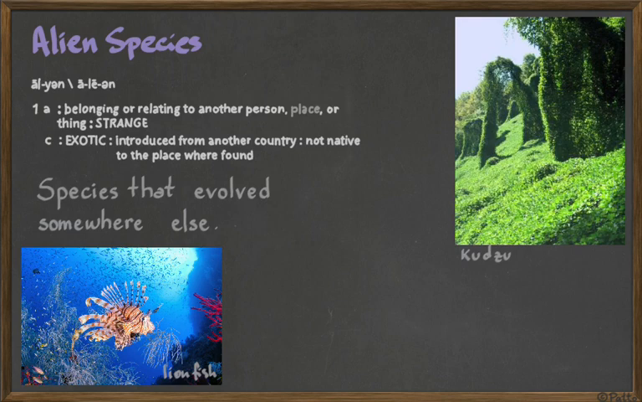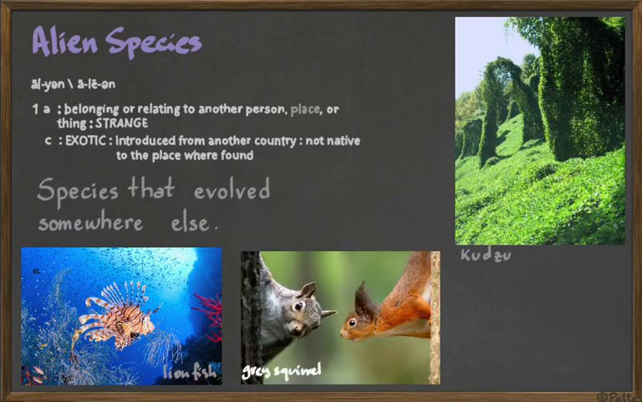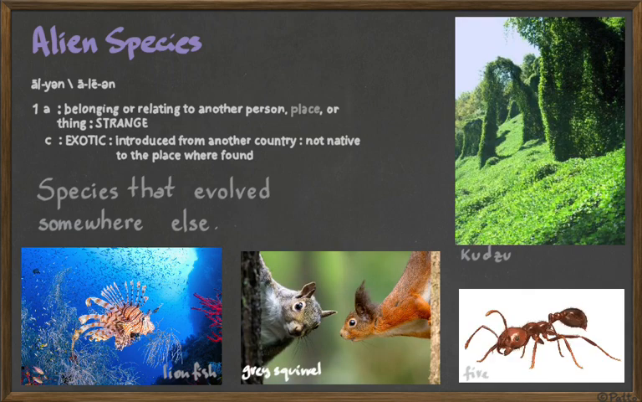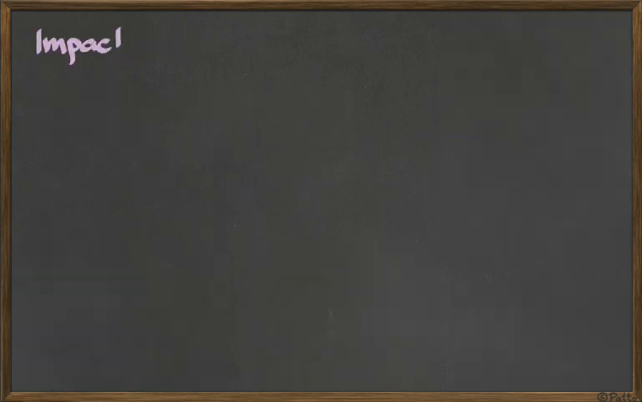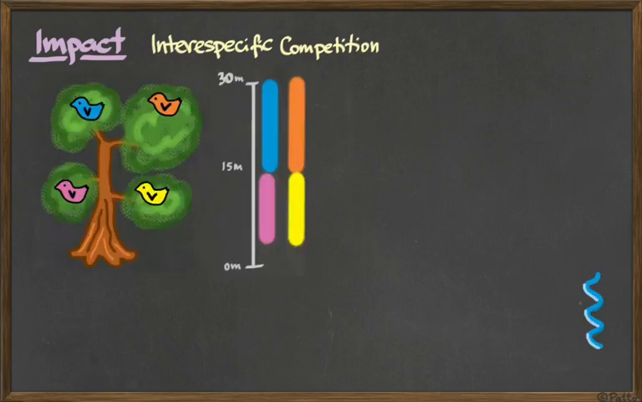Another example, lionfish, we'll talk about that today. Gray squirrels, we'll talk about that today. And the fire ants, we are also going to be talking about those guys today. So alien species are species that evolved somewhere else and are invading or trying to invade a place where they didn't evolve. Talking about those guys, let's talk straight about the impact they can have.